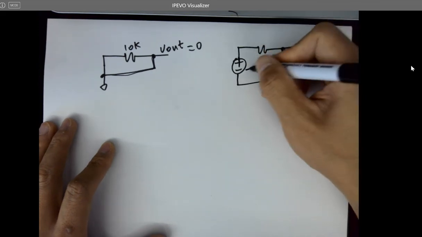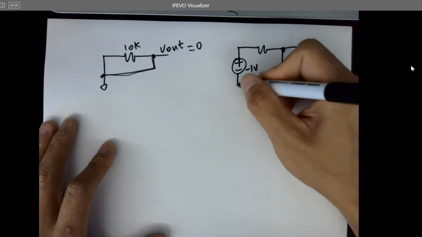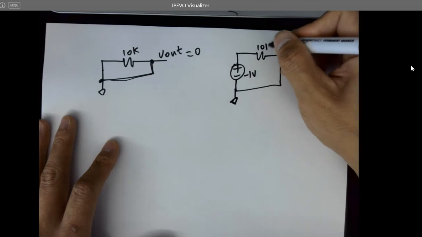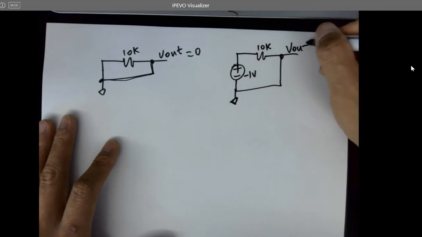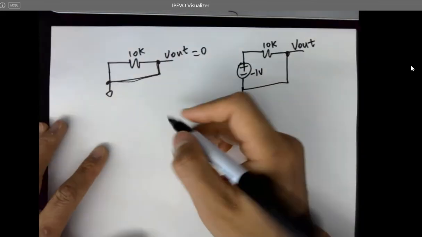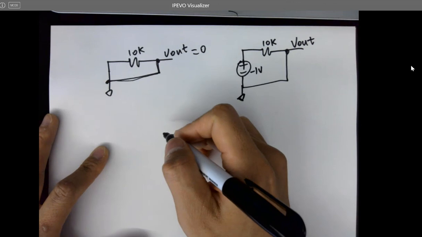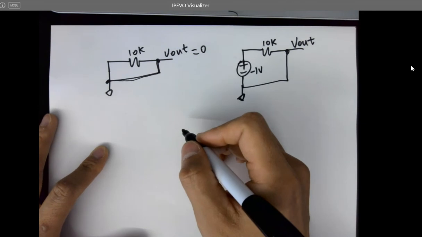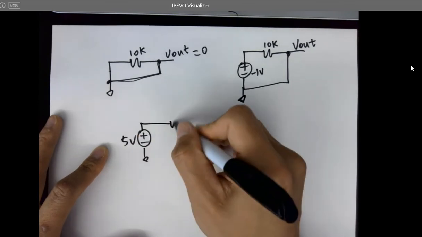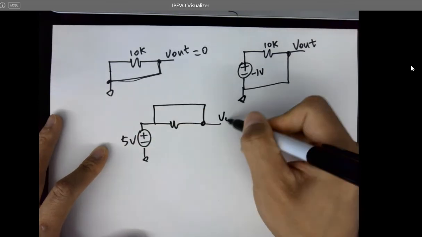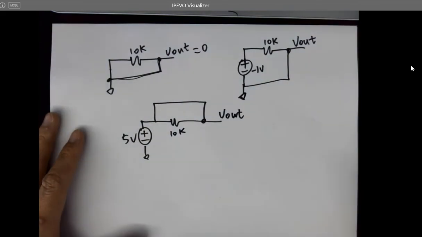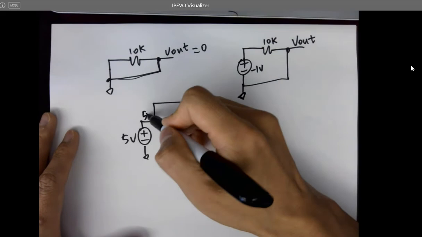This is something like a minus one volt battery. You cannot buy it over the counter, but it exists just on paper. What is VL? Why? What is VL? 5 volts. Shorted to this node. This is five, right?